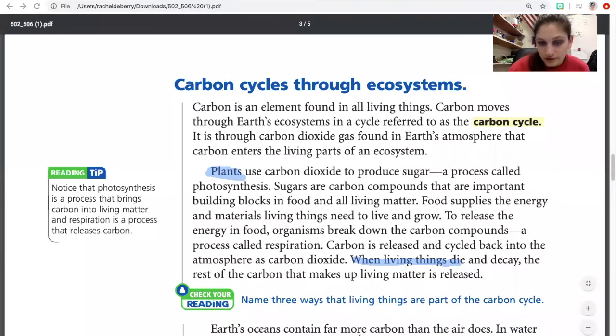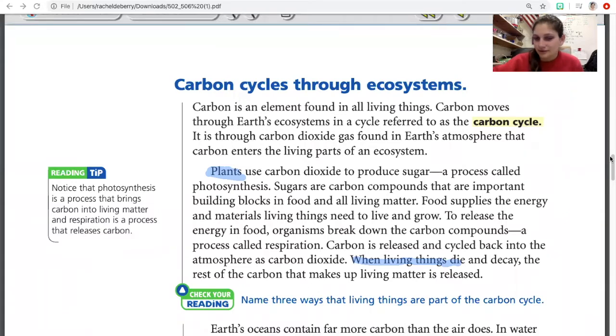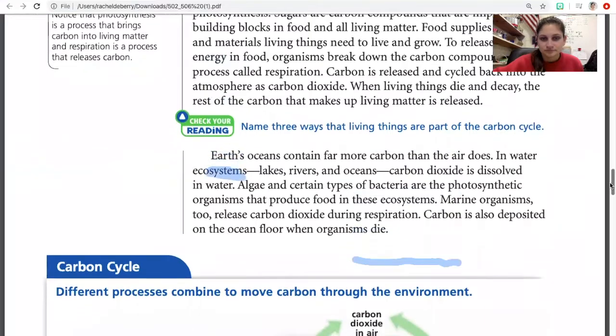So one, we know that plants are going to be part of the carbon cycle because they're doing photosynthesis. So that's going to be our first example. Two, we know that living things also die. And when they decay, that carbon is kind of released to go on the next step of its journey through decomposers, which are also living things. So those could be your three things: plants, living things, and then decomposers.